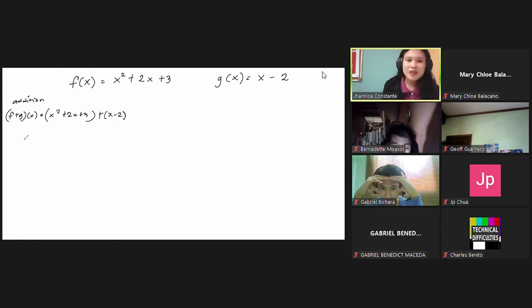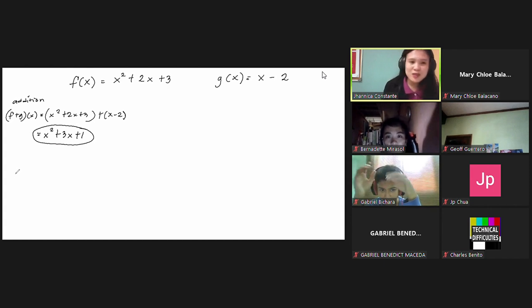Diba? When we are adding and subtracting, the only thing that we can add and subtract is the terms that are the same, or like terms. Since x squared doesn't have a like term, it will remain as x squared. 2x plus x, we have 3x. And 3 minus 2 is equal to 1. So that is the sum of our two functions.